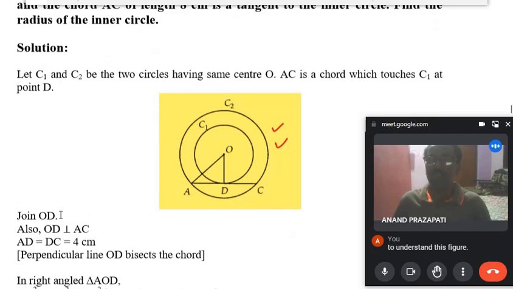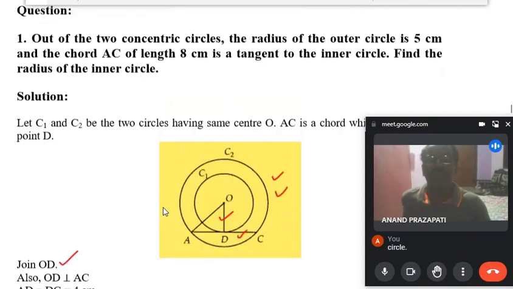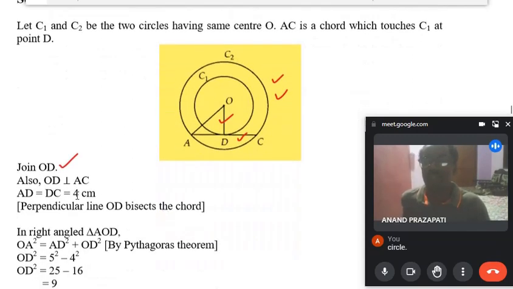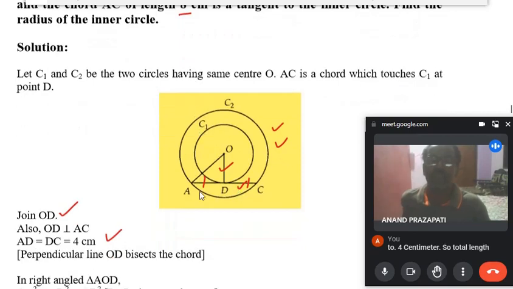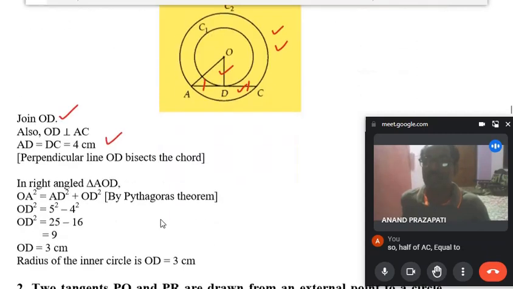We join here O to D, and also OD is perpendicular on AC, because we know that tangent of a circle is perpendicular on the radius of the circle. Here, let's see, AD equal to DC equal to 4 centimeter. So total length is 8 centimeter and D bisects AC. So half of AC equal to 4 centimeter, and hope that there is no problem to understand up to this step.